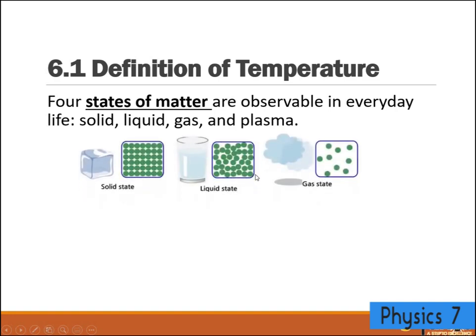So when we talk about a substance, we're really talking about a material which is made up of small particles, and these particles are called atoms and molecules. Any type of substance can exist in one of four distinct forms, which we call states of matter. The four states of matter which are observable in everyday life are solids, liquids, gases, and to some extent, plasma.